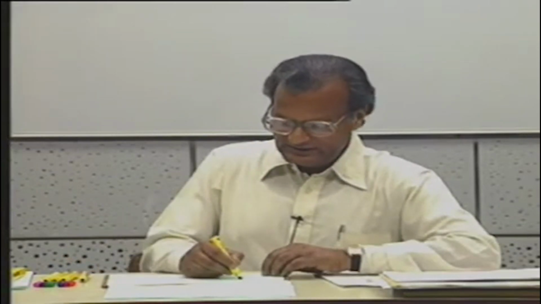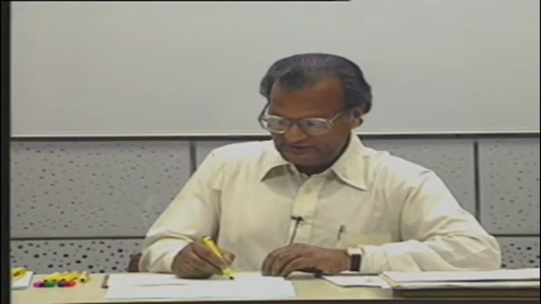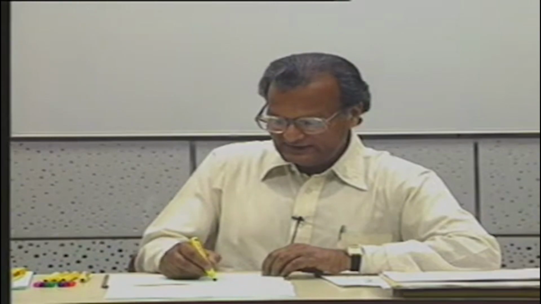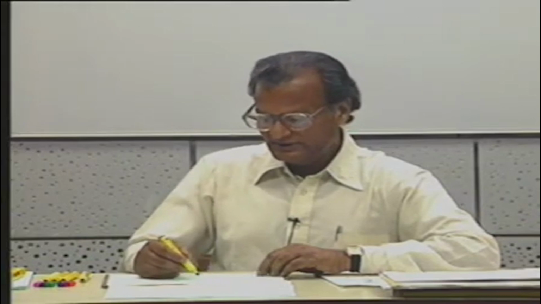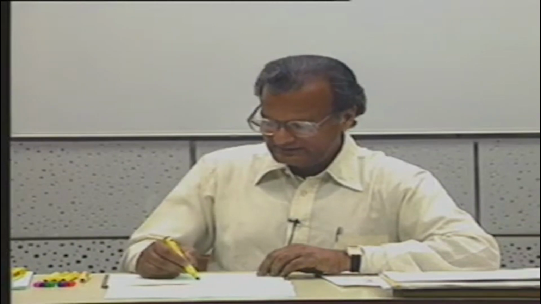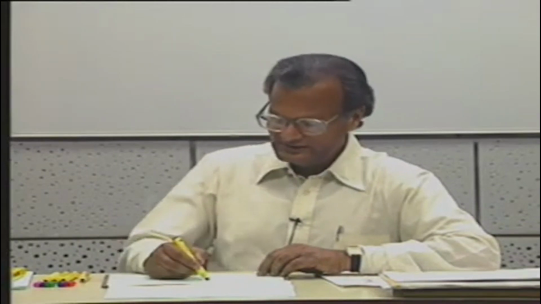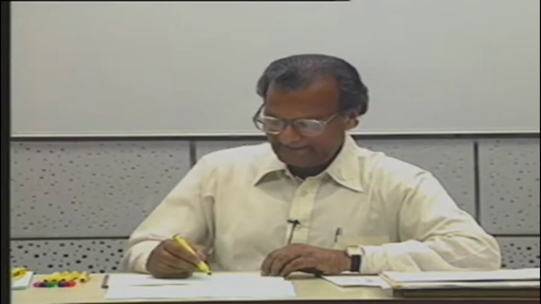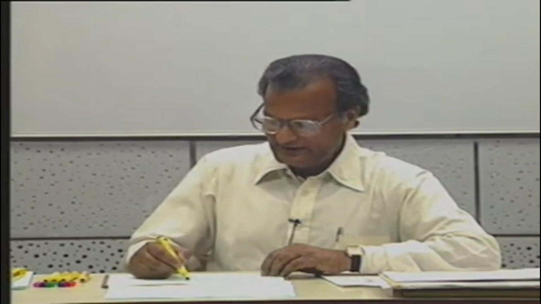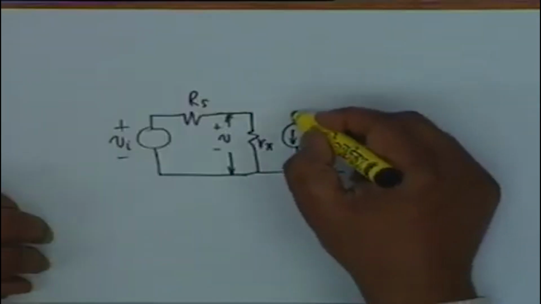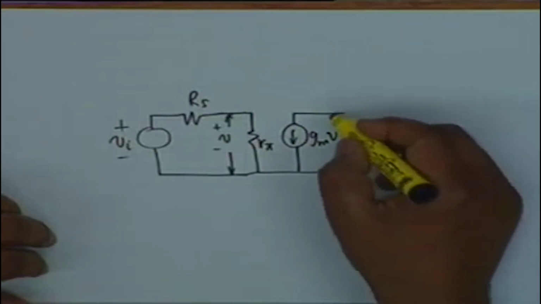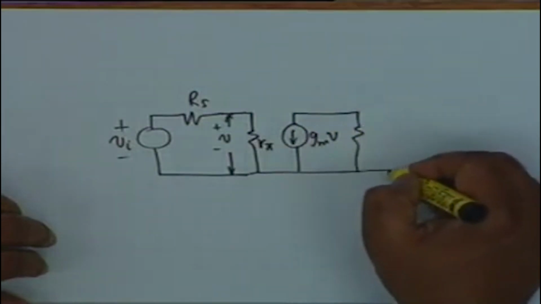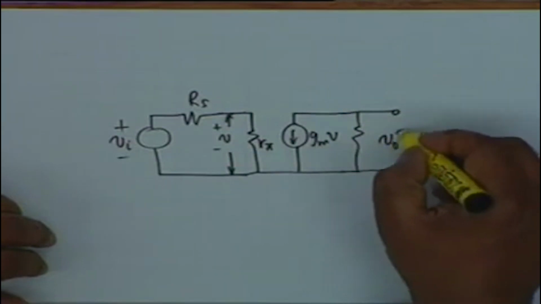What I do is I divorce all the DC quantities, Vi, Rs, then between the base and the emitter, I have simply R pi, and this voltage I call V. All right. Then I have Gm V at the collector. What else do I have? Simply RL. All right, the load RL, and this would be my output voltage V0.